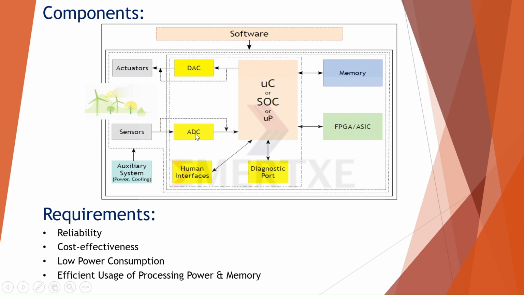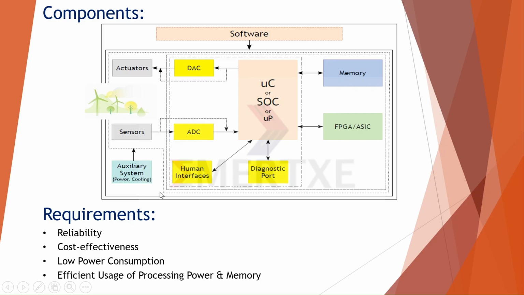an ADC, analog to digital converter, for the input from sensors, which is converted to digital form, stored, and processed by the microcontroller. Then we have actuators which perform some functions, like motors and LEDs. And we use a DAC, digital to analog converter, to give an analog value as output. Then we have an auxiliary power system, human interfaces and human interaction, then a diagnostic port to diagnose the working of the microcontroller.